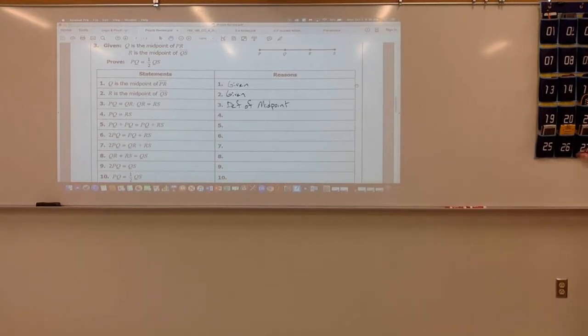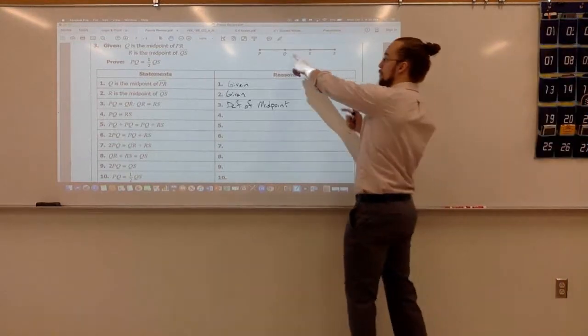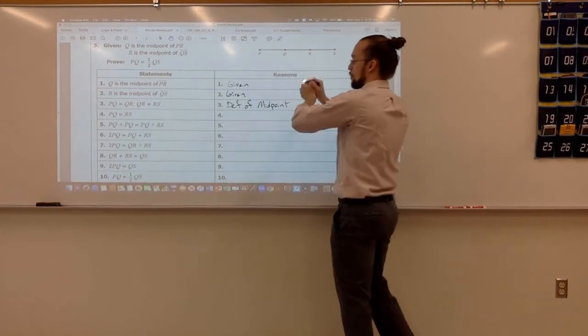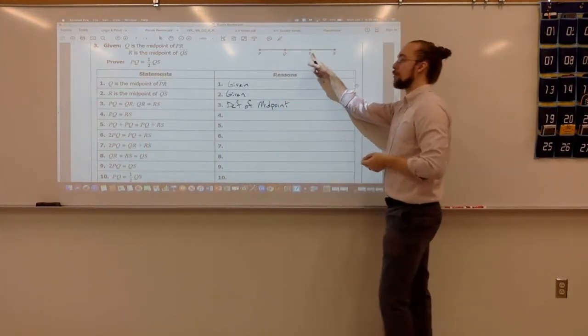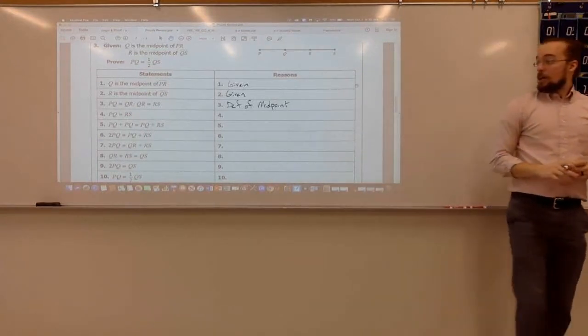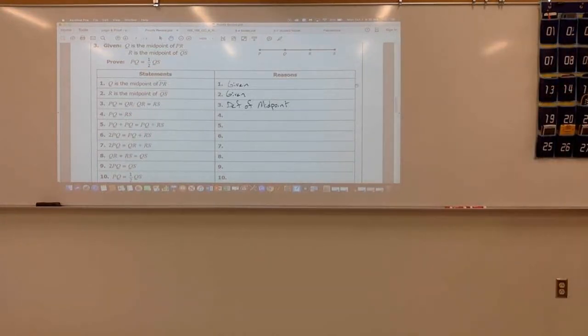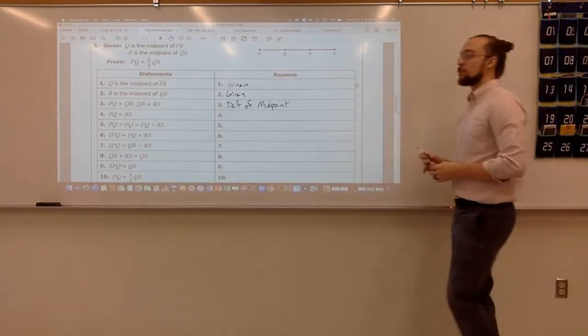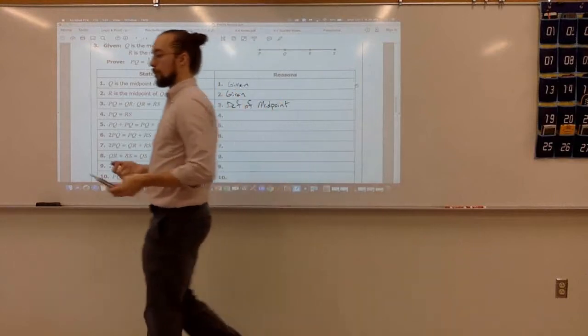And they do that for both of these. They say, if Q is the midpoint of PR, then these two halves are equal. And if R is the midpoint of QS, then these two halves are equal. So we've got PQ equals QR, and QR equals RS. So from that, they conclude that PQ and RS are equal.